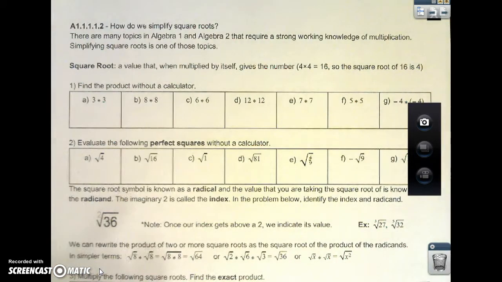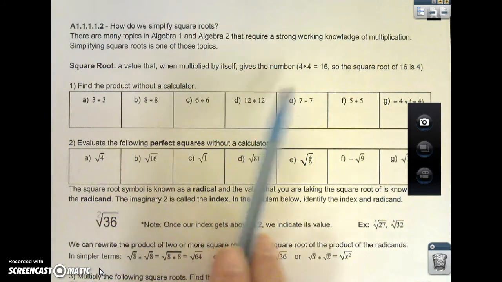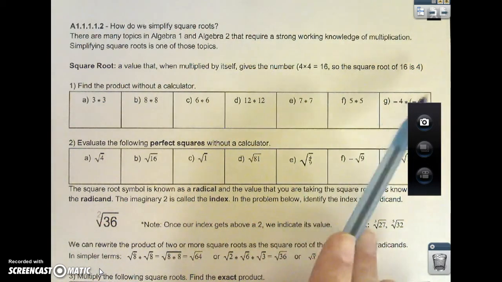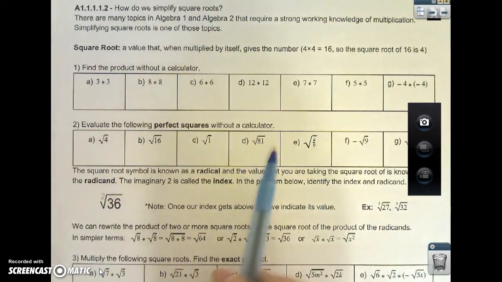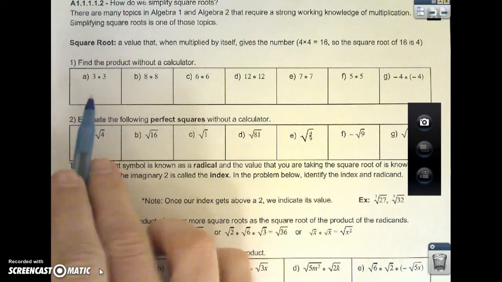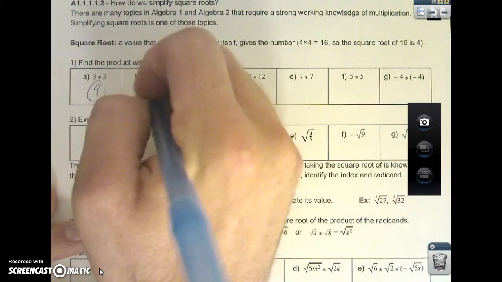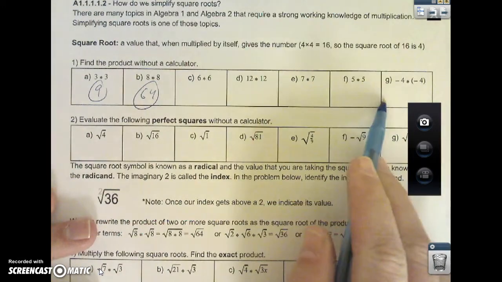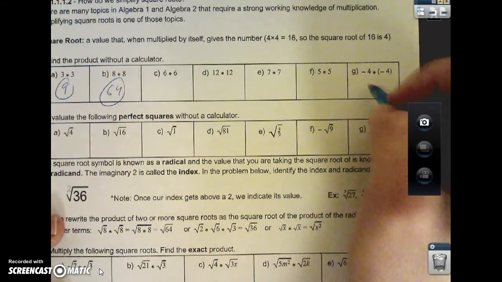Square roots. Now, a value that, when multiplied by itself, gives the number. 4 times 4 equals 16, so the square root of 16 is 4. Alright, so it says here, find the product without a calculator. I'm just going to do 1 or 2 of these. Hopefully you guys are comfortable with these. 3 times 3 is 9. 8 times 8 is 64. The other one I want to point out to you is over here, the very last one. What is negative 4 times negative 4? Positive 16. Very good.